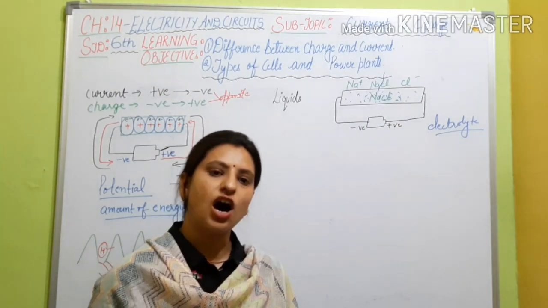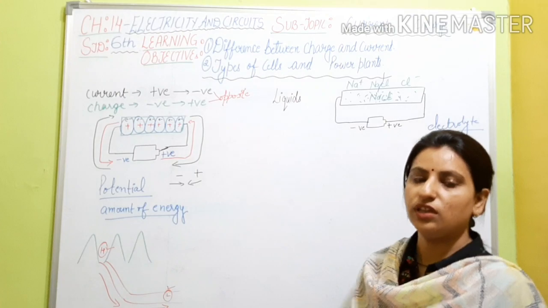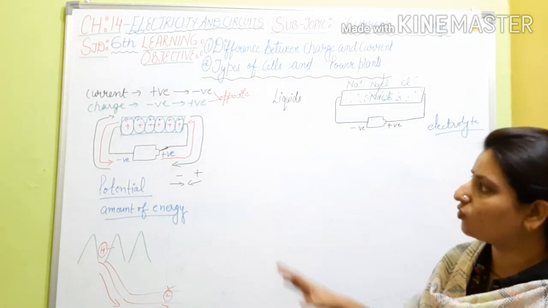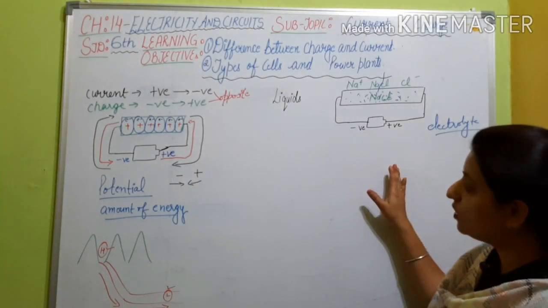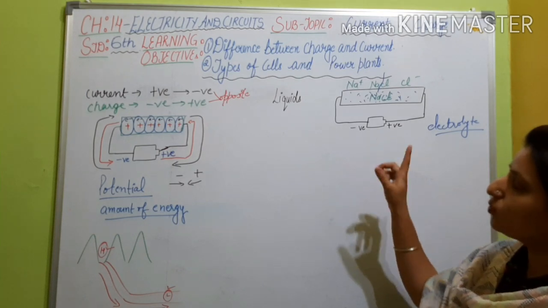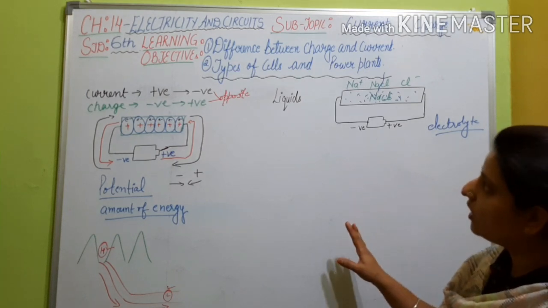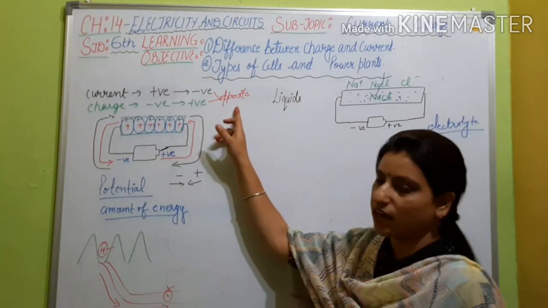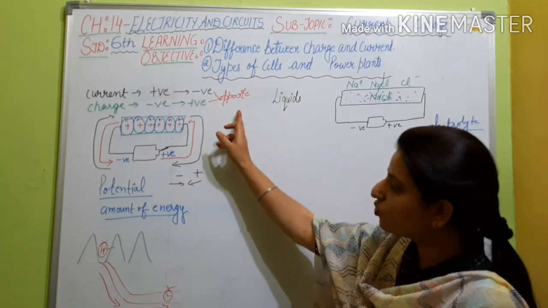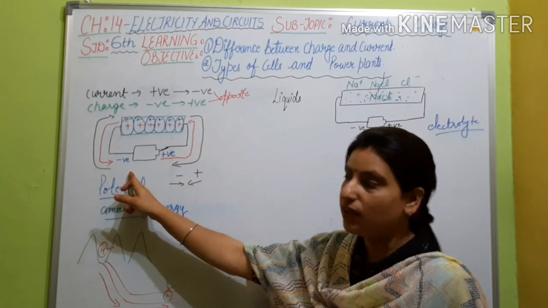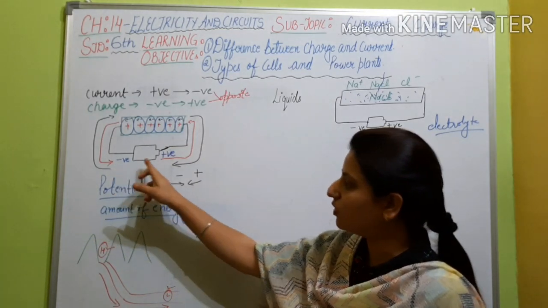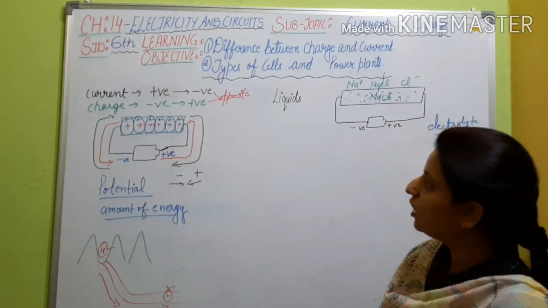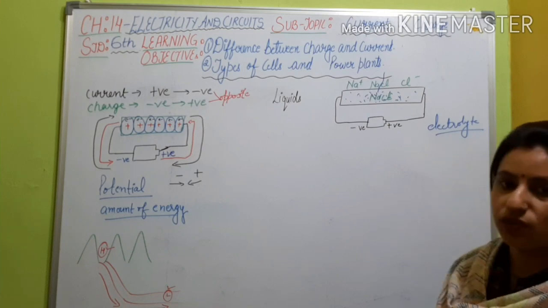So this is how the movement of ions differs in solids and in liquids. And the first objective is complete here: the charge and current flow in opposite directions to each other. The current flows from the positive terminal to the negative, and the charge moves from the negative terminal to the positive. Now the second objective, the types of cells.